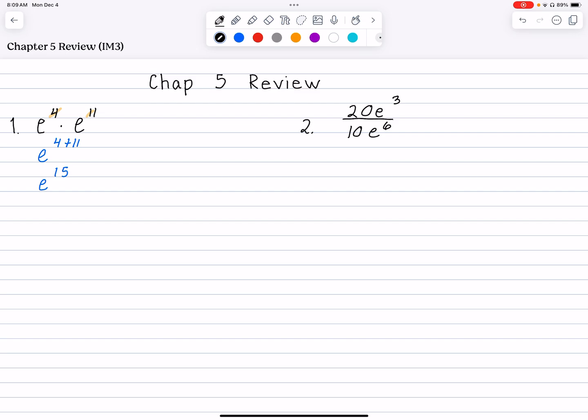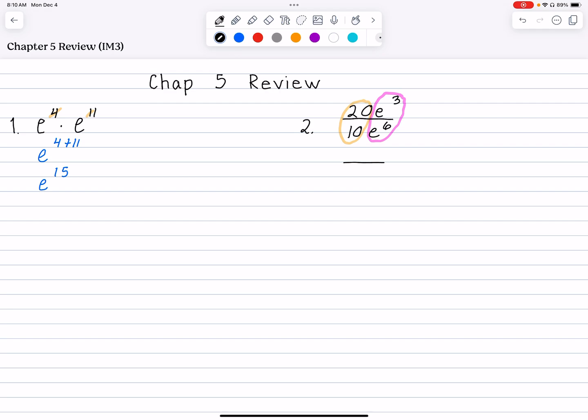Okay, for this next one, you could either break this up into two pieces. So you could break it up into 20 over 10 times e to the third divided by e to the sixth, or you can just think of it that way. So I think that's what I'm going to do. I'm going to think of this as one piece and simplify it, and then think of this as the second piece and simplify it, just so I can keep this one fraction.